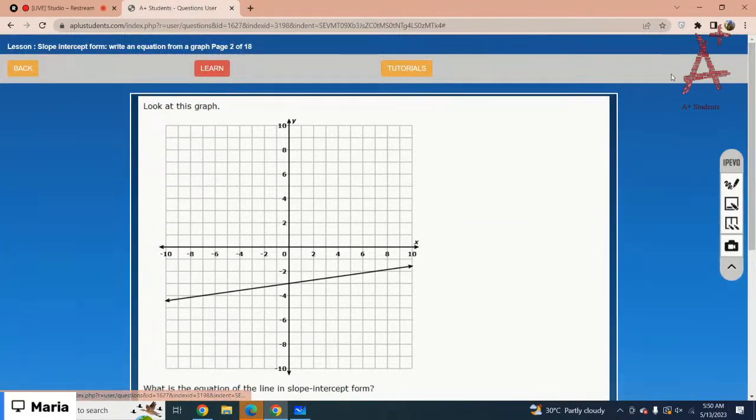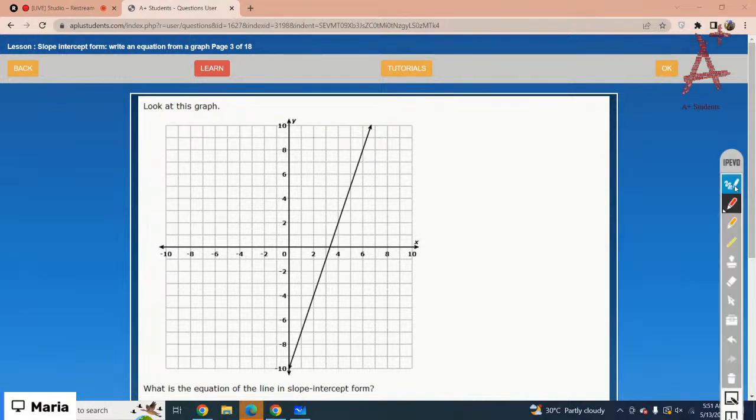Okay, the next one is, just calculate the slope of the graph and the y-intercept of the graph. So the y-intercept of the graph would be -10. It would be (0, -10). And then I'm going to use this point. It would be (1, -7). X is 1, y is -7.